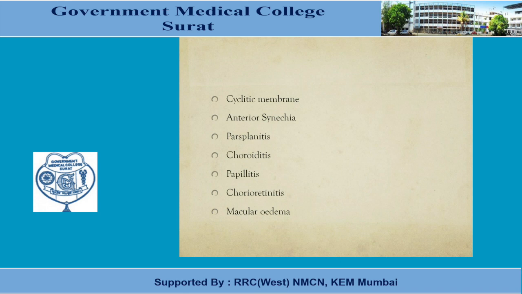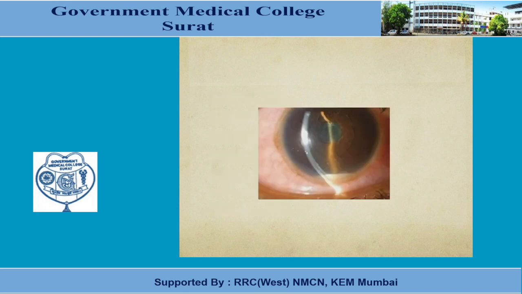Pars planitis is intermediate uveitis. Choroiditis is inflammation of the choroid. It can even affect the optic nerve causing papillitis, chorioretinitis, and even macular edema. Check? Next. So this is what I am showing.